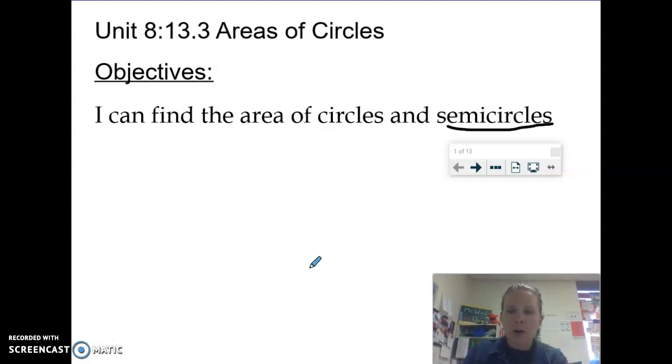So if you remember, before we were on spring break, we were talking about circumference of circles. We are now going to talk about the area of your circle. Our objective for today is: I can find the area of circles as well as semicircles. Remember that semicircles are circles that are half the value, so they are half a circle.